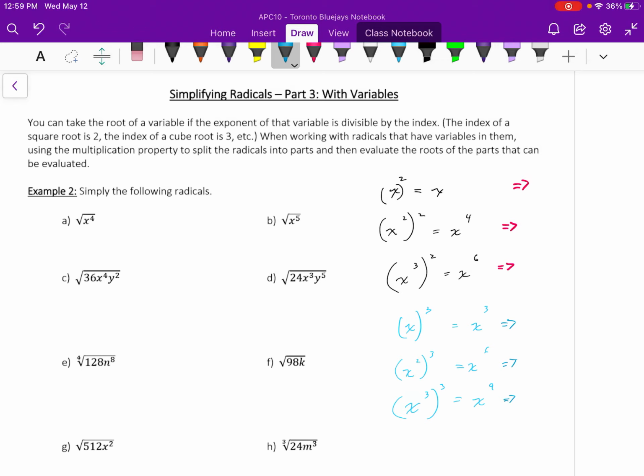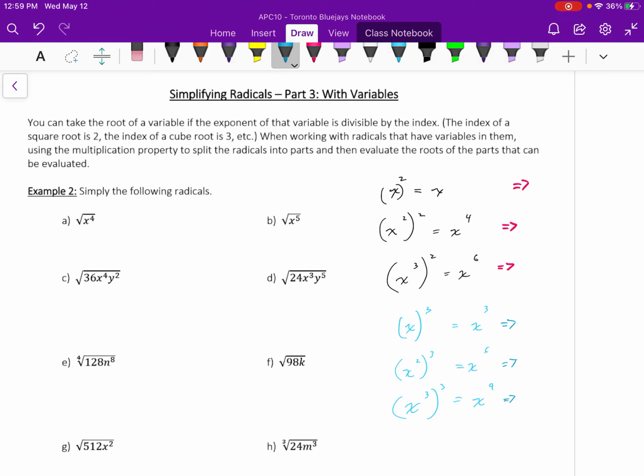We're going to be working at simplifying radicals, part 3, with variables. So you can take the root of a variable if the exponent of that variable is divisible by the index. The index of a square root is 2, the index of a cube root is 3, etc., etc.